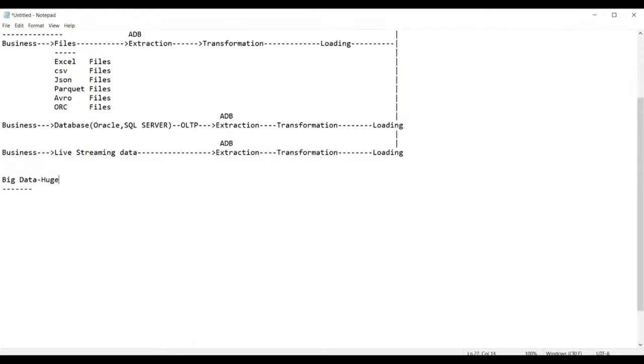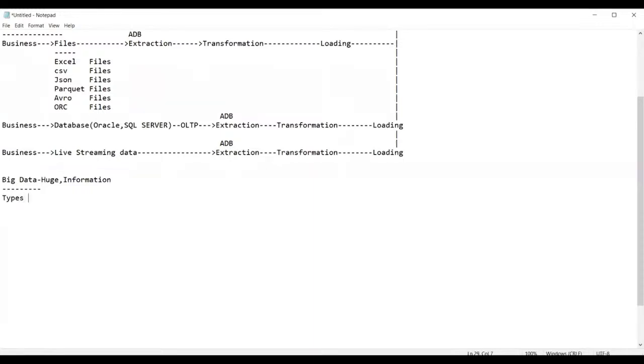Huge, or massive, you can say. Data means information. So we can say huge information or massive information is called big data. Where you have a massive amount of information, that is called big data. Ultimately, we get big data from businesses. But what are the sources? Let us see.